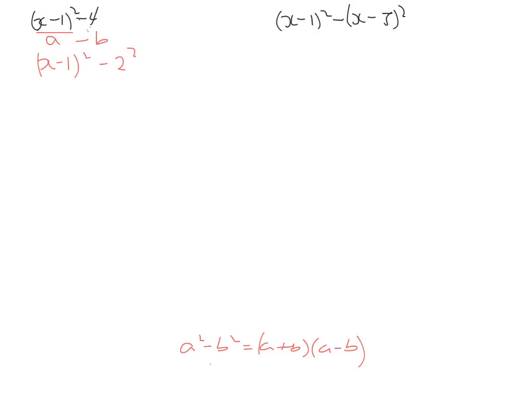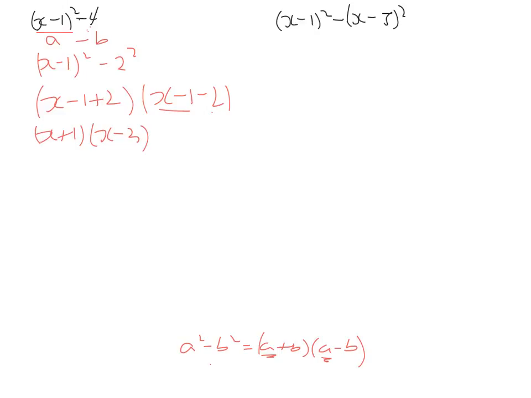Now, from there, we can start applying this rule. So we'll be left with x minus 1, that's our a term, plus 2. And then, once again, our a term, x minus 1, and we do minus 2. That's what we've got here. So x minus 1 is our a term, and 2 is our b term. And from there we simplify. So this becomes x, negative 1 plus 2 gives us plus 1. And this will become x, negative 1 minus 2 gives us negative 3.